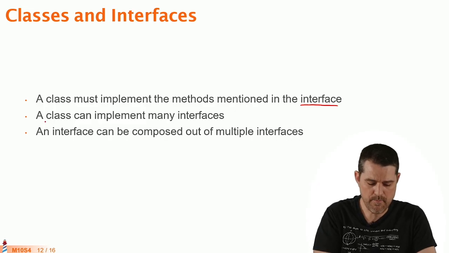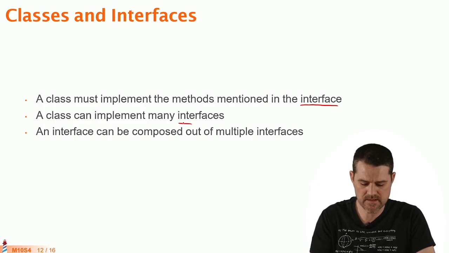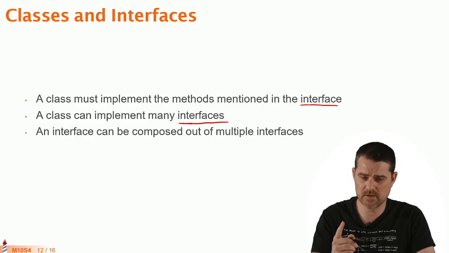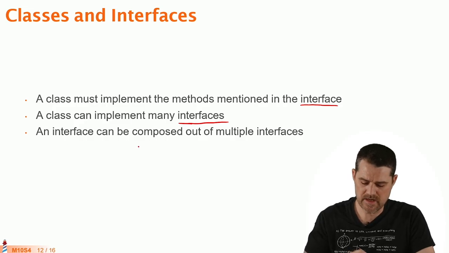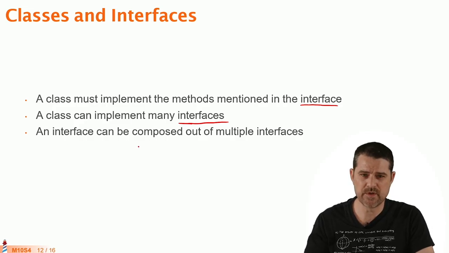A class may implement many interfaces. So this is not like inheritance. This is not a single superclass. And an interface may be composed of multiple interfaces.